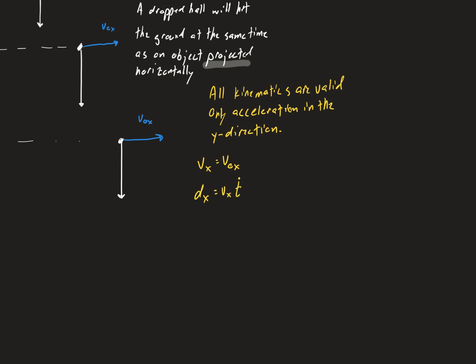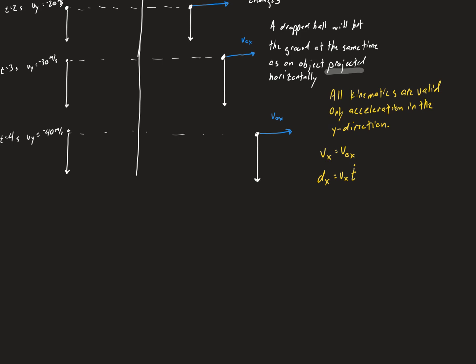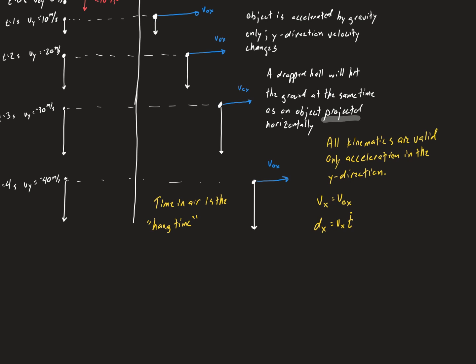I'm going to put a little dot over time just to know that, like our riverboat questions, time happens for both the x and the y component simultaneously. So when an object is falling, the time in the air is the hang time. Over here, we can see that as it travels in a horizontal distance this way, it takes the same amount of time for it to fall going down that way. So once again, time happens for both components at the same rate.